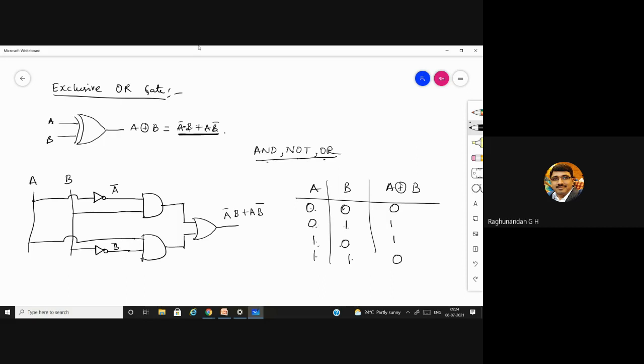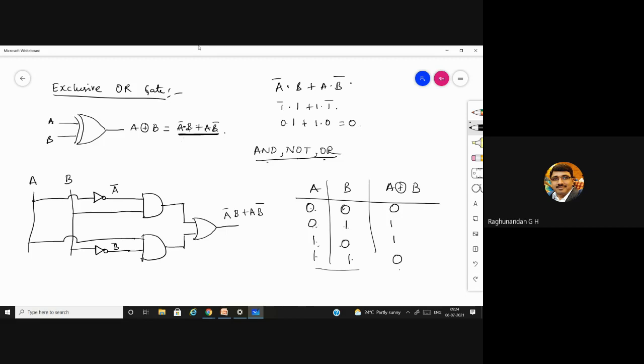Let us check what will happen in this equation. A bar into B plus AB bar. If you take A bar, we'll take 1, 1 only. 1 bar into 1 plus 1 into 1 bar. 1 bar becomes 0. This becomes 0. So finally it is 0. That's why we tell when there are common inputs, output will be 0.